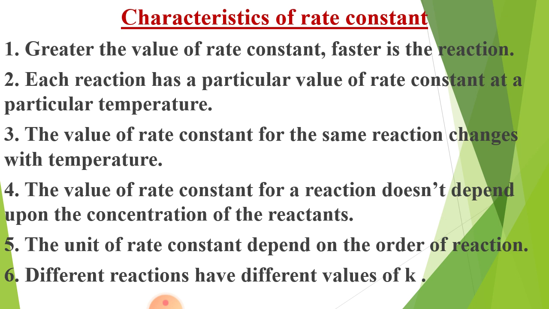Now characteristics of rate constant, this is also a very important aspect. First, the greater the value of rate constant, the faster is the reaction. That is, if two rate constants are given here, K1 given as 10 to the power 22 and K2 given as 10 to the power 30, so the more the value of K, the faster will be the rate of reaction. Second, each reaction has a particular value of rate constant at a particular temperature. That means at a particular temperature you always get the rate constant as a fixed value.